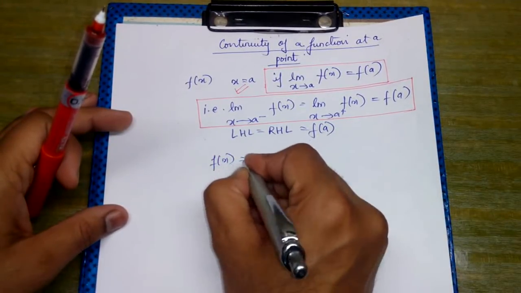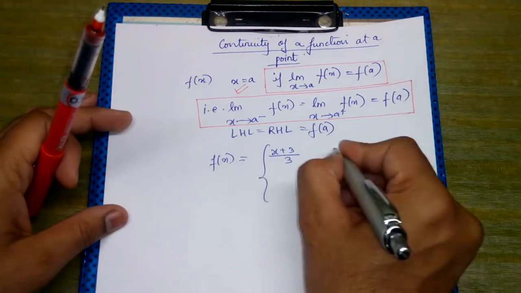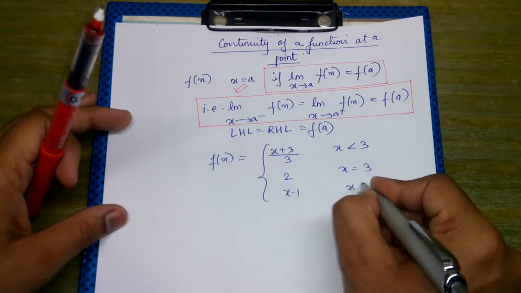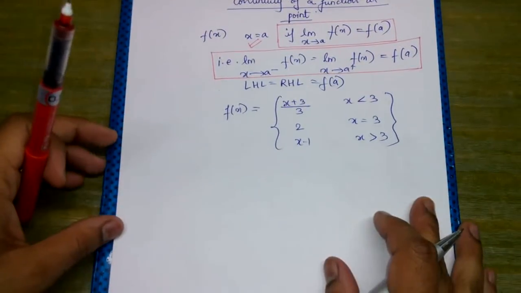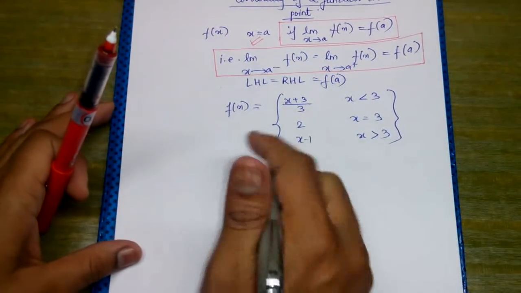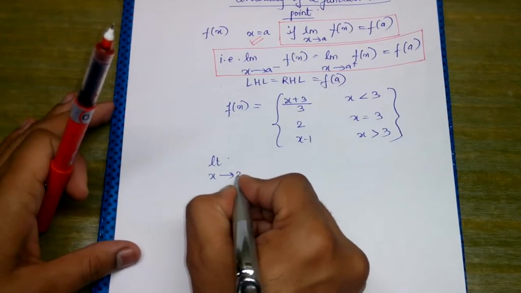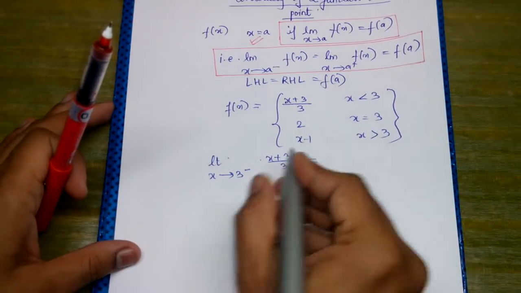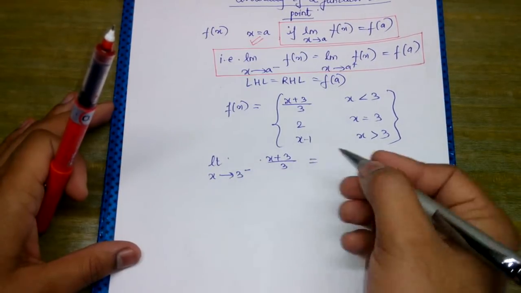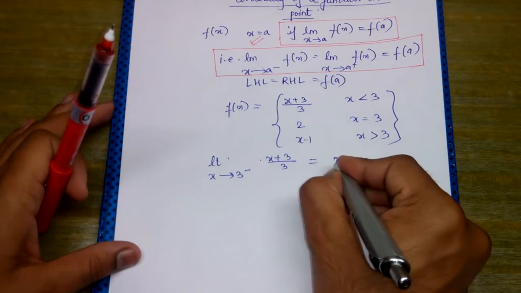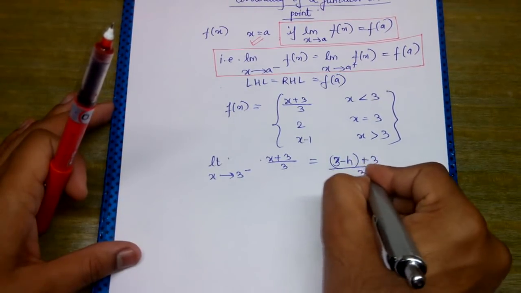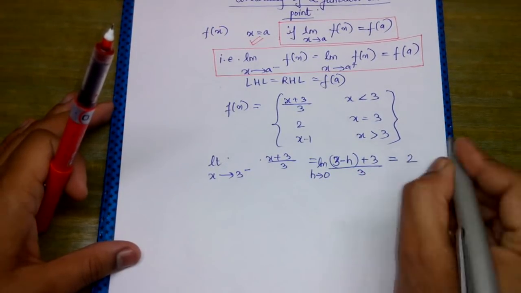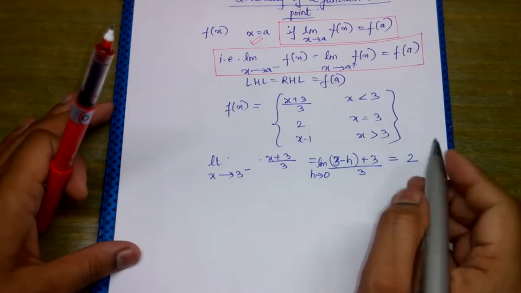Now if we have, for example, f of x equals (x plus 3) upon 3 when x is less than 3, 2 when x is equal to 3, and x minus 1 when x is greater than 3. So what we are going to do is check for the left hand limit and the right hand limit. First for the left hand limit, x tends to 3 minus, less than 3 means 3 minus, (x plus 3) upon 3. So instead of this minus, we are going to write a minus h. So this would be (3 minus h plus 3) upon 3, and this is limit h tends to 0. So this will be 2, because 3 minus 0 is 3, 3 plus 3 is 6, upon 3 is 2.